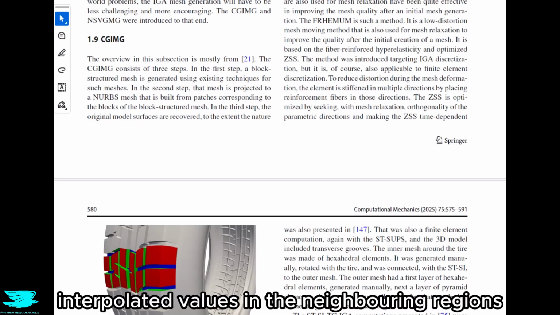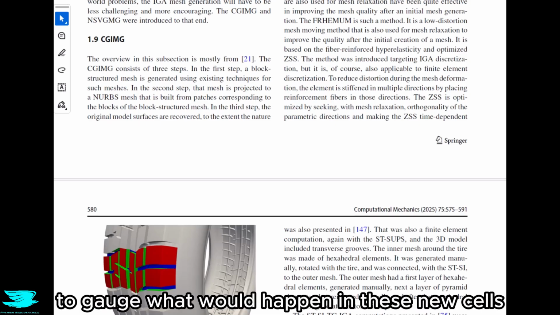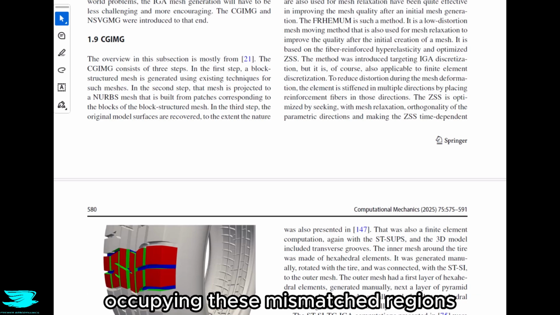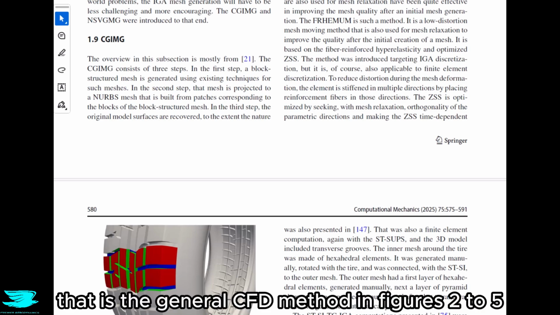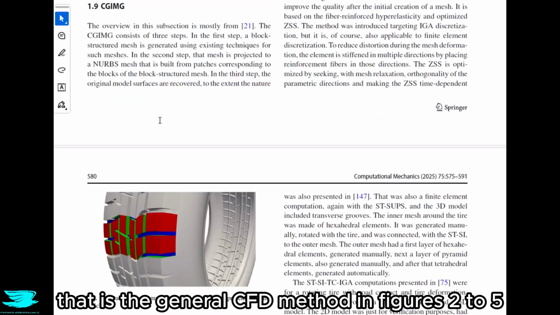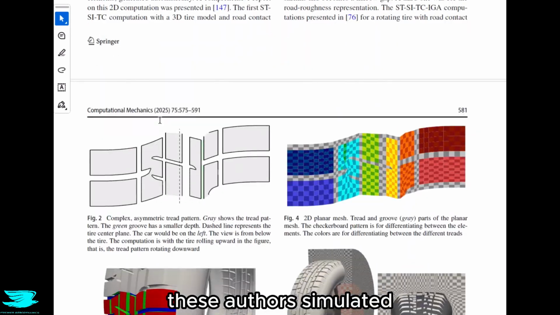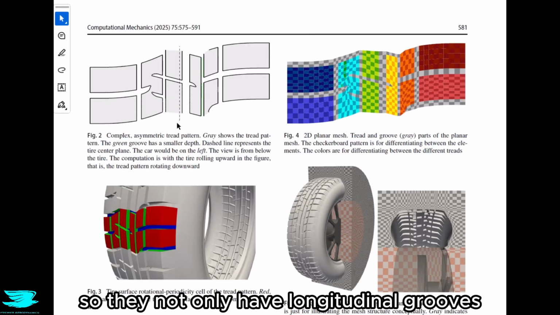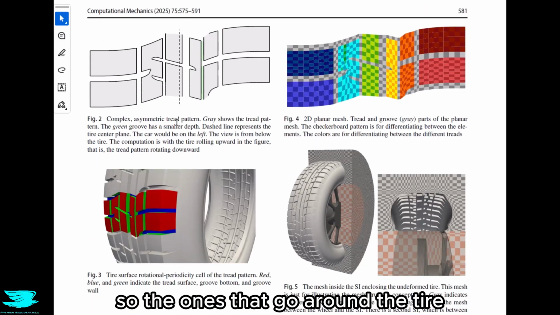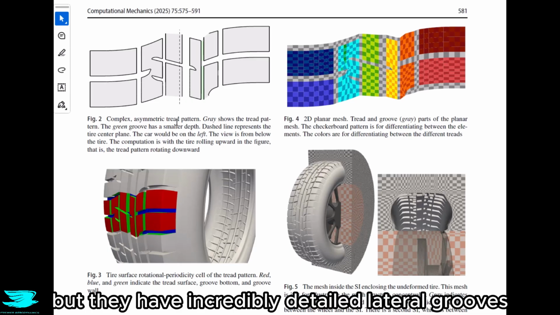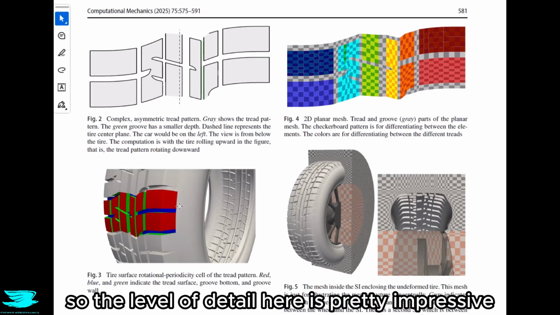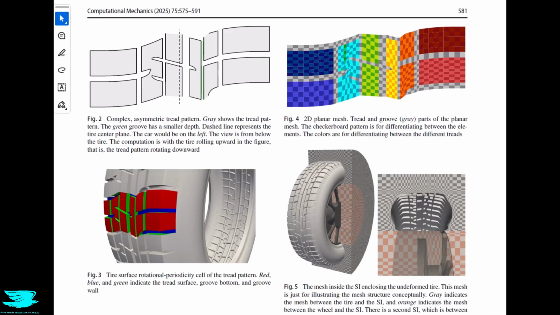So the authors interpolated values in the neighboring regions to gauge what would happen in these new cells occupying these mismatched regions. Anyway, that is the general CFD method. In figures 2 to 5, we get a good appreciation of the tread features these authors simulated. So they not only have longitudinal grooves, the ones that go around the tire, but they have incredibly detailed lateral grooves. So the level of detail here is pretty impressive.